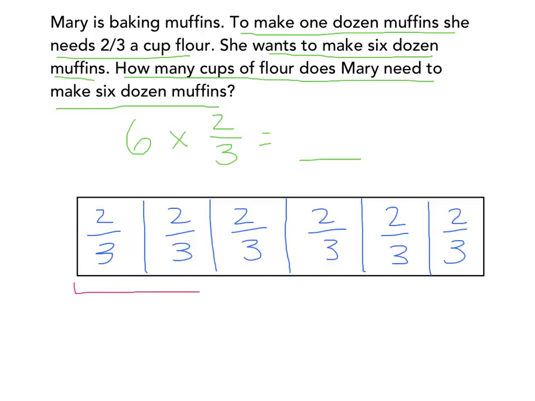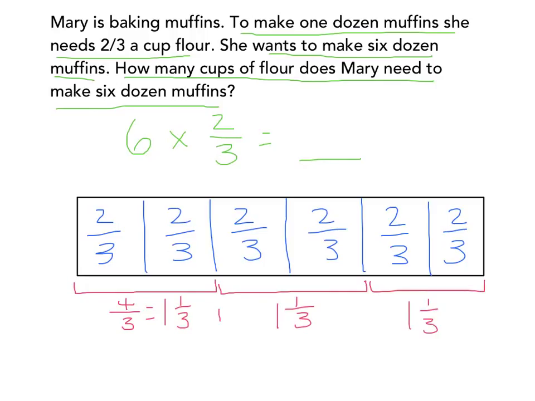So I know that these 2/3 plus another 2/3 is 4/3, which is the same as 1 1/3, because 3/3 would be a whole, and then I'd still have a third left over. And that means that these 2/3 plus 2/3 is also equal to 1 1/3, and that these 2/3 are equal to 1 1/3. And now I have 1 1/3 plus 1 1/3 plus 1 1/3.